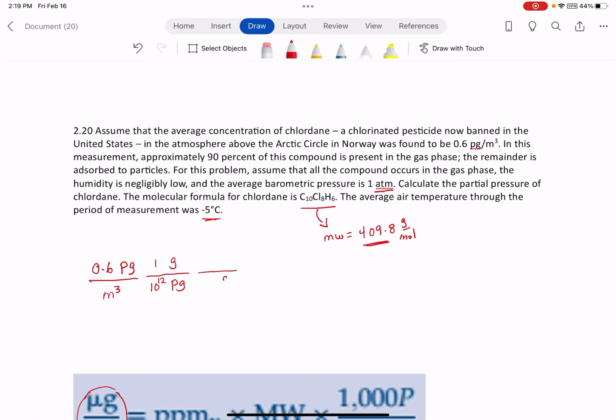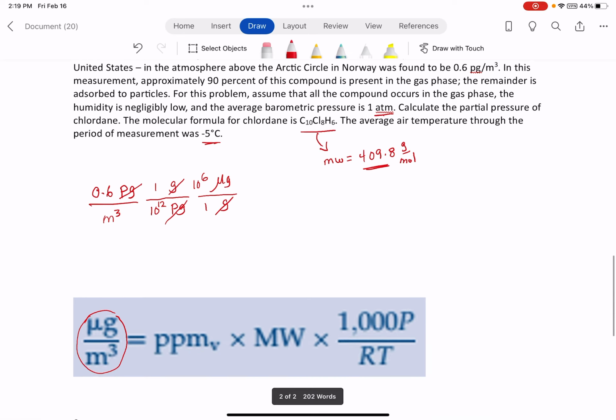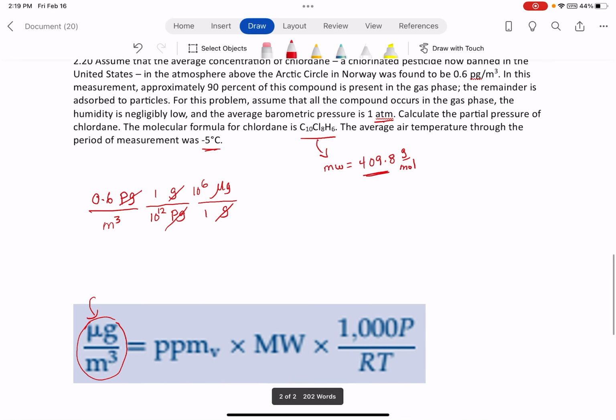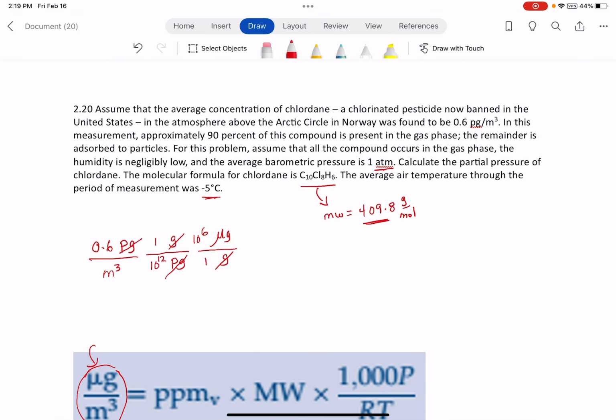And later on, let's convert the gram to microgram. 1 gram is 10 to the 6 microgram. So picogram with picogram, gram with gram, and now we'll end up with microgram per meter cube. Look at that, microgram per meter cube. Good. So this would give you 0.6 times 10 to the -6 microgram per meter cube. Okay, so now we should formulate our equation.